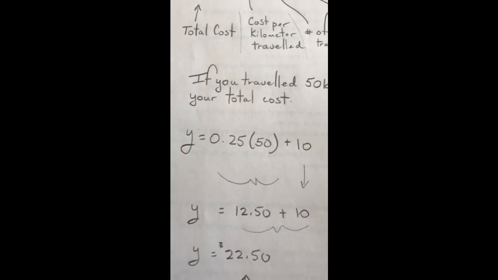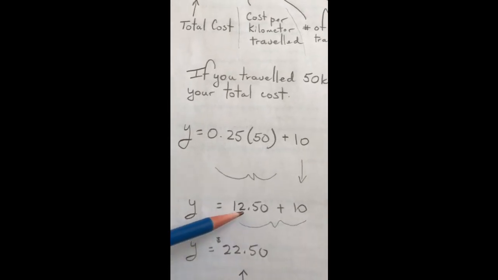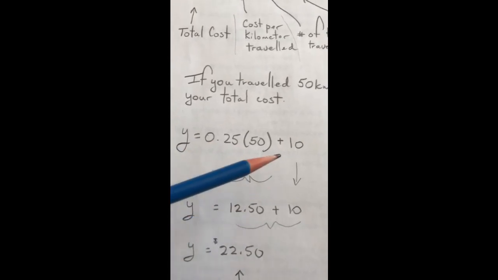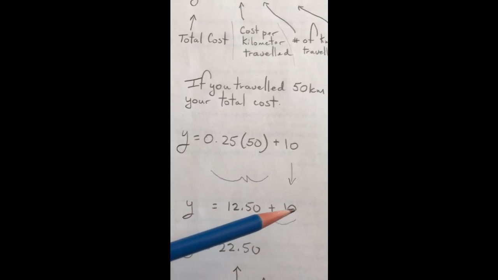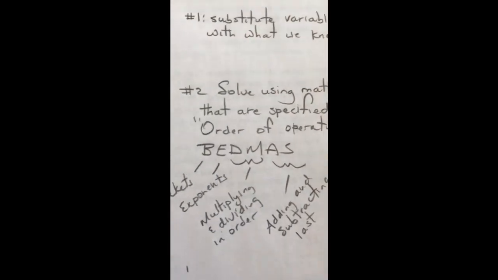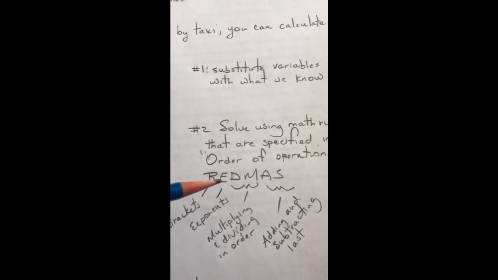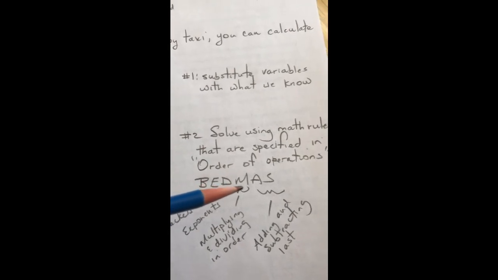We're following BEDMAS. And it's $12.50 when you calculate that. 0.25 times 50, $12.50. Then plus 10, let's just bring it down. Let's just add it on. And that brings us to the next step in BEDMAS. There was nothing to do in brackets. There were no exponents. We did the division and multiplication. So it's adding and subtracting now.